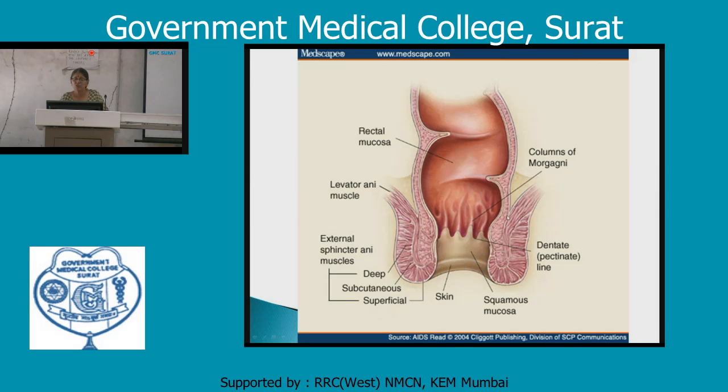Musculature of the anus is in the form of a circular muscle coat. This is the internal anal sphincter, which is formed by thickening of the circular muscle coat. And this is the external anal sphincter, which is formed by striated muscle. The internal anal sphincter is from the circular muscle coat, so it is involuntary smooth muscle. The external anal sphincter is formed by striated muscle, so voluntary, and it has a deep part, a superficial part, and the lowermost subcutaneous part.